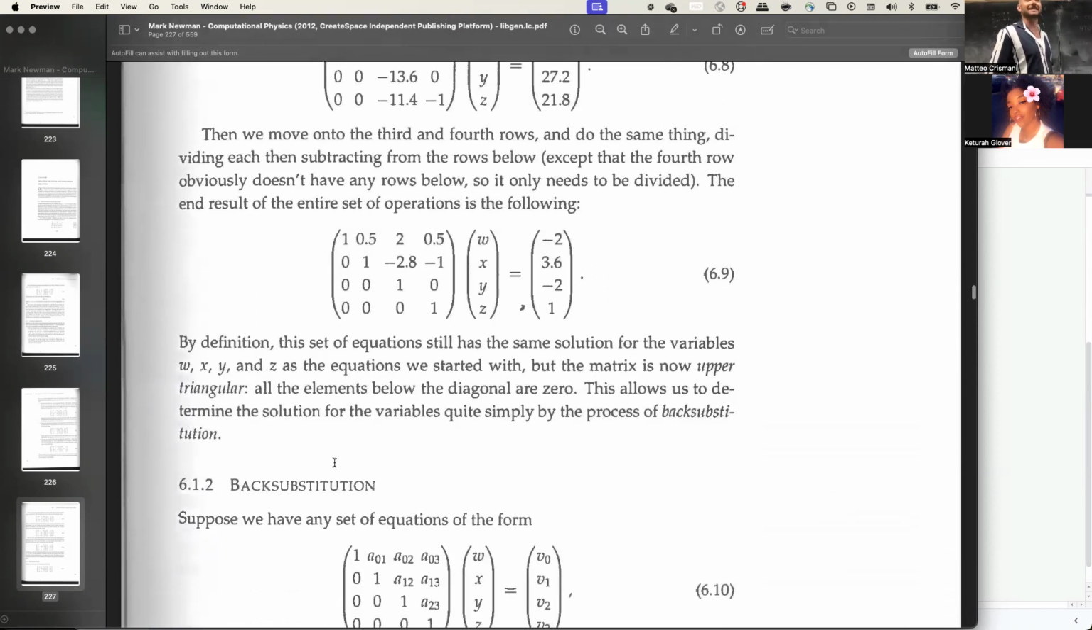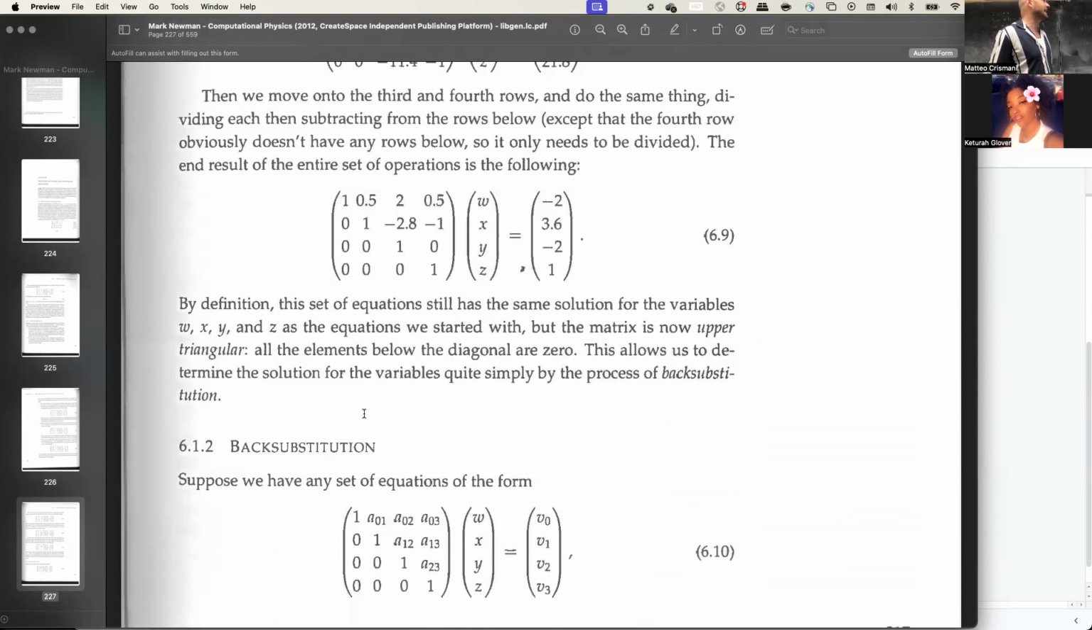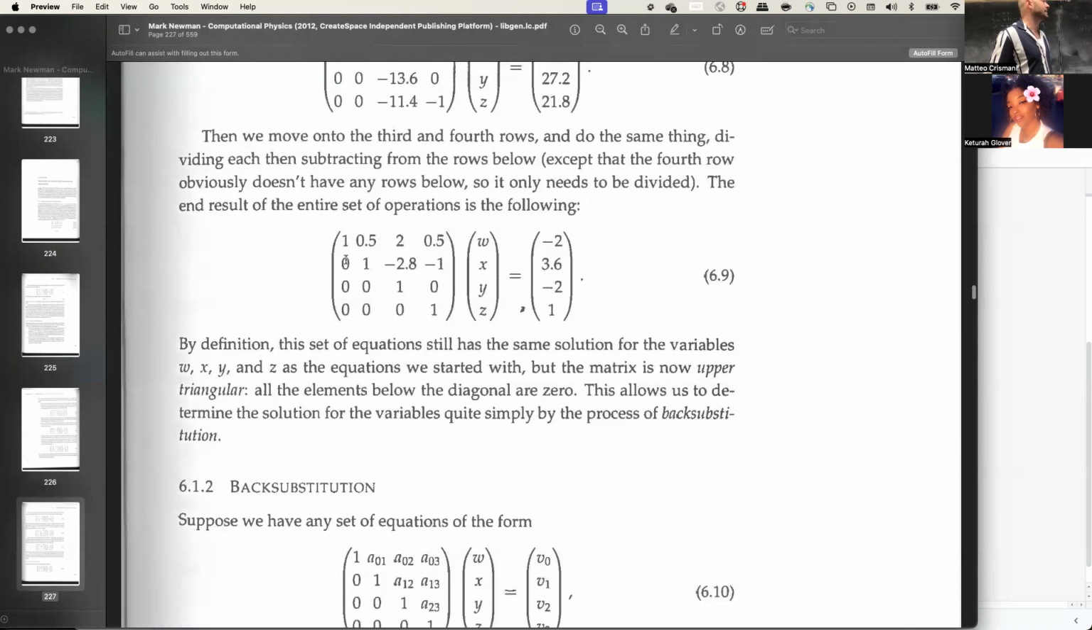Well, now speaking of back substitution, here's how we define the different elements here. This would be called the diagonal. You're familiar with that? That's along the diagonal. What's the bottom called? This bottom thing?